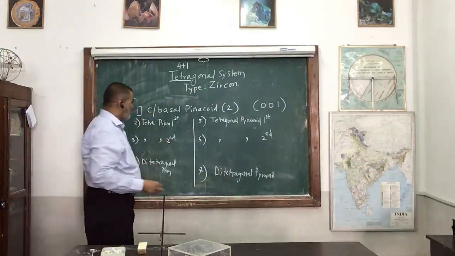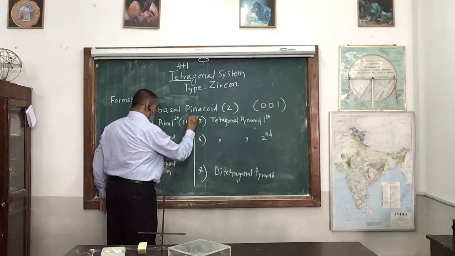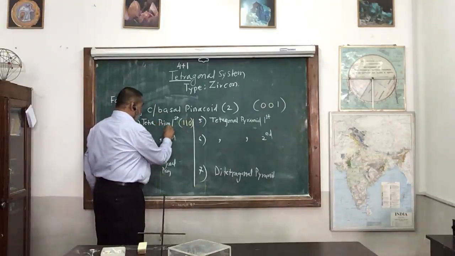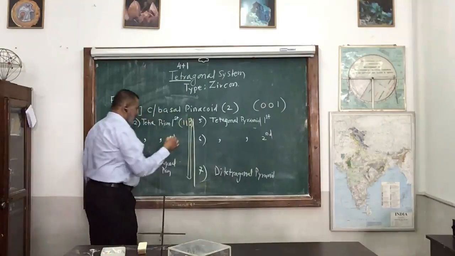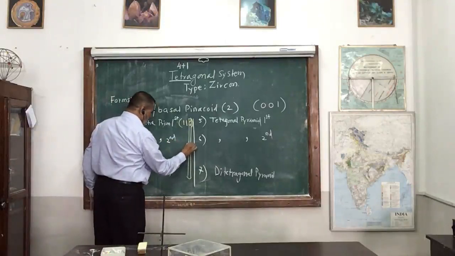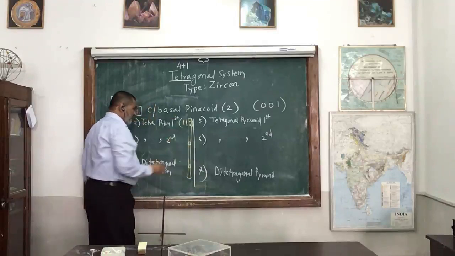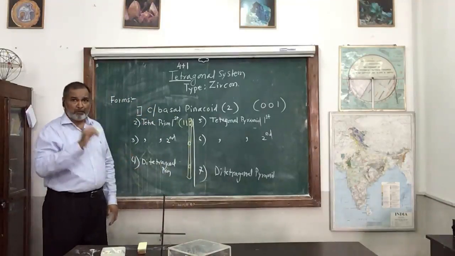The tetragonal prism, first order, is larger in size; it cuts your A1 and A2 and remains parallel to C. A prism has 4 vertical faces. So whenever you write the indices, the C index should always be 0. Remember, whenever you write the indices for a prism, the C axis remains parallel. It is a simple rule.